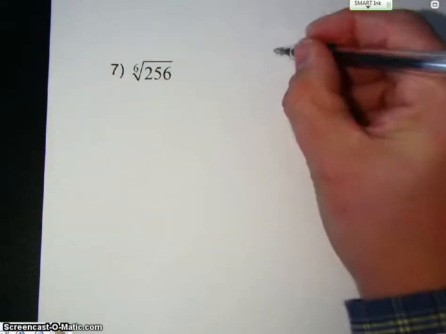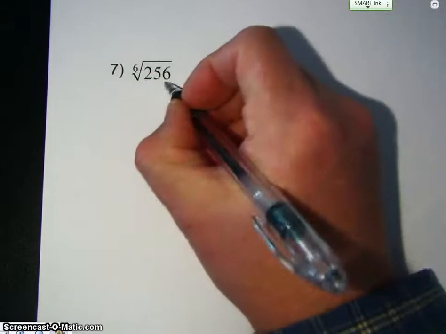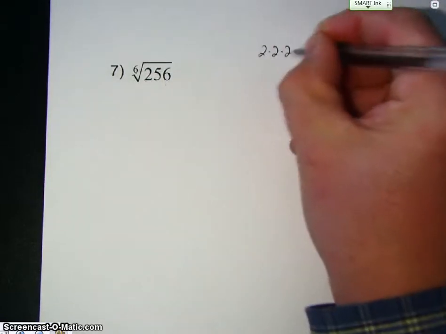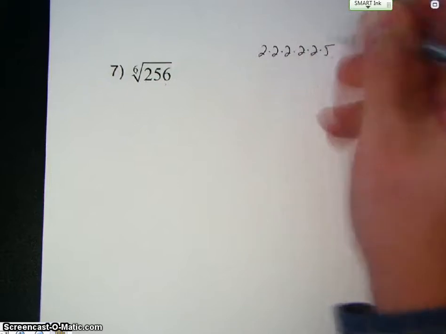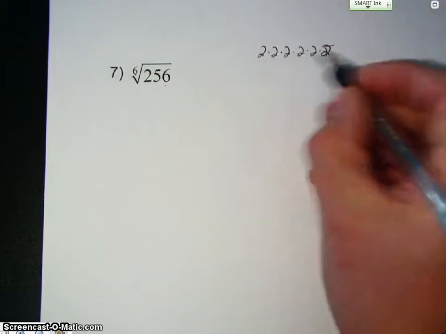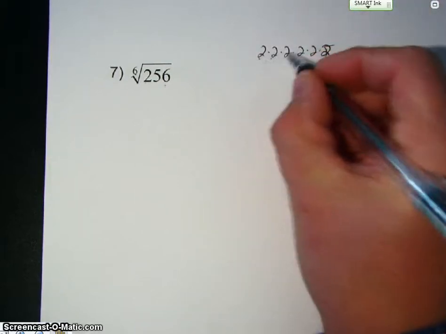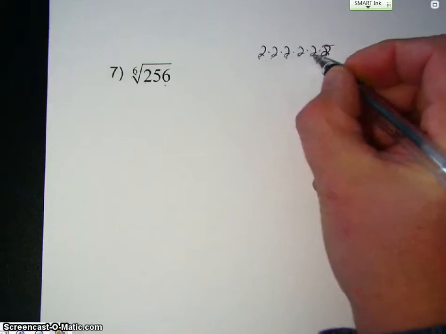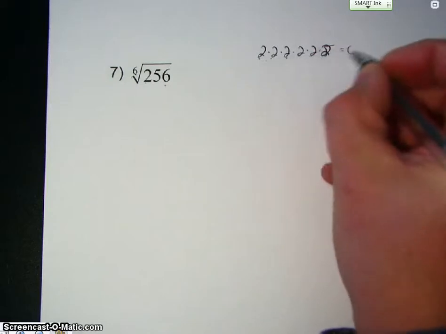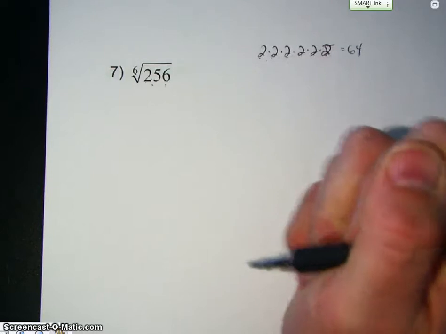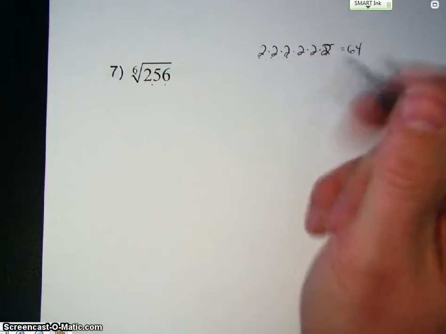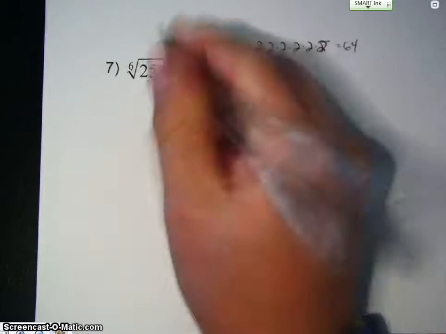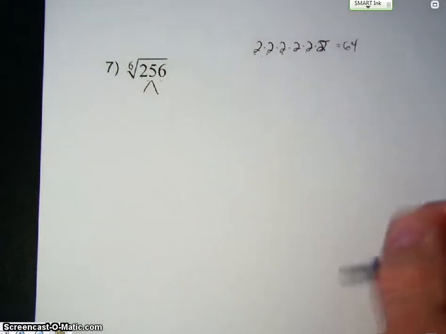Well, since it ends in a 2, my first try is going to be a 2. 2 times 2 times 2. 1, 2, 3, 4, 5, 6. So 2 times 2 is 4, times 2 is 8, times 2 is 16, times 2 is 32, times 2 is 64. It's not 256. So then what I would do next is just do a prime factorization.